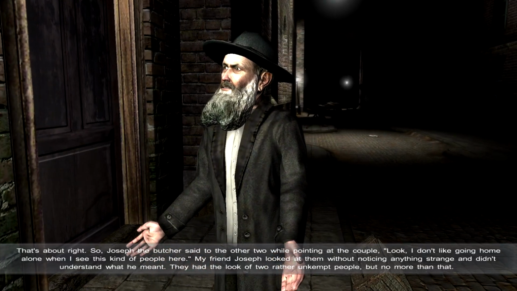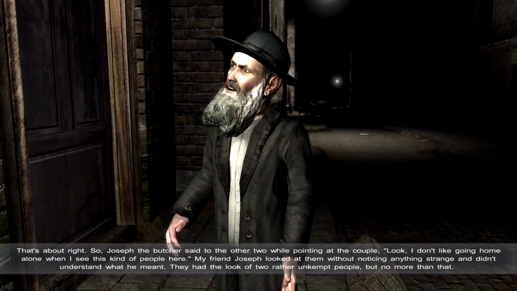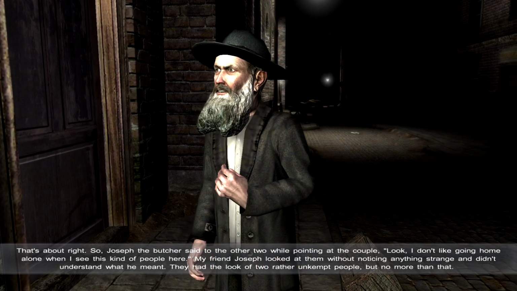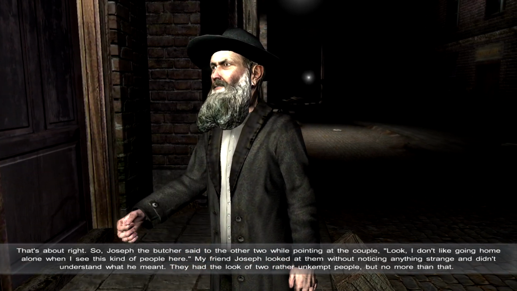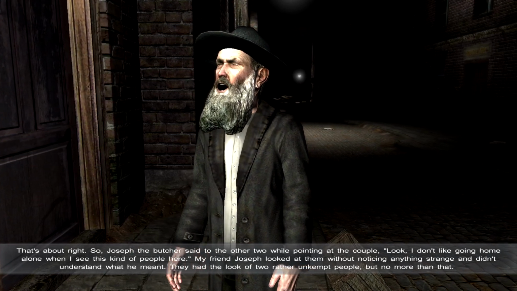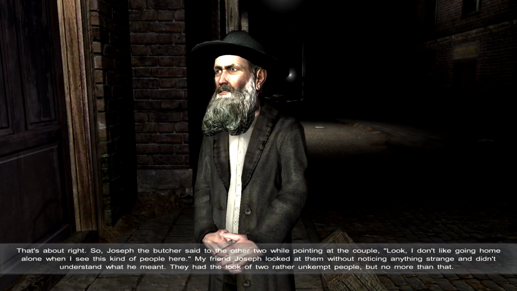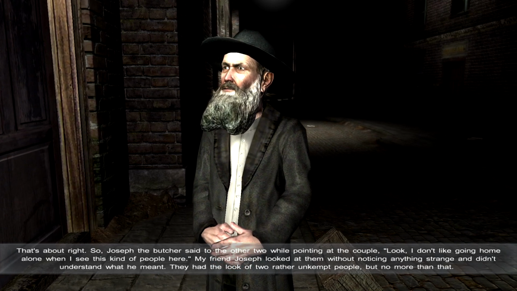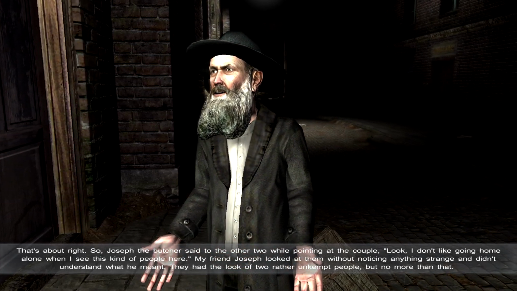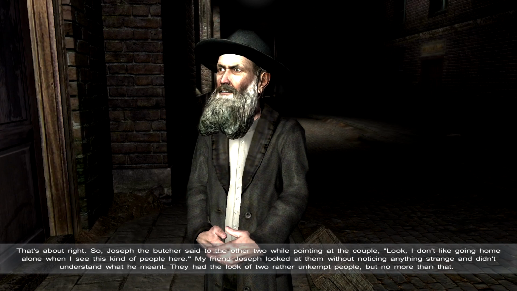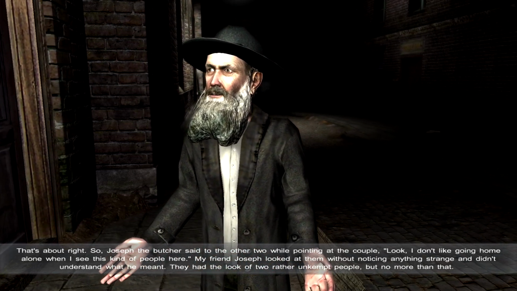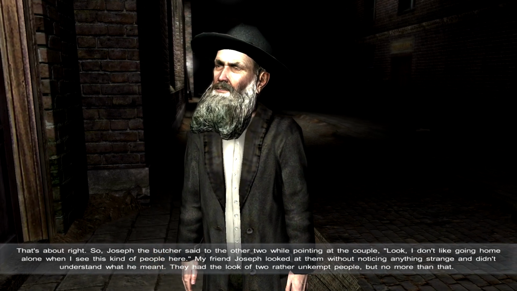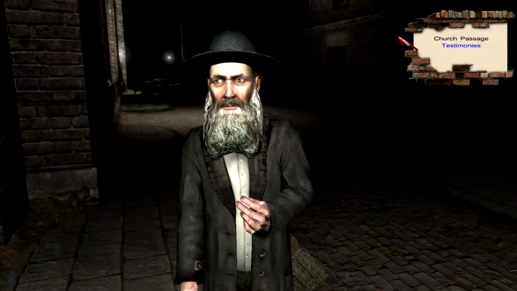That's about right. So Joseph, the butcher, said to the other 2, while pointing at the couple, "Look, I don't like going home alone when I see this kind of people here." My friend Joseph looked at them without noticing anything strange and didn't understand what he meant. They had the look of 2 rather unkempt people, but no more than that.